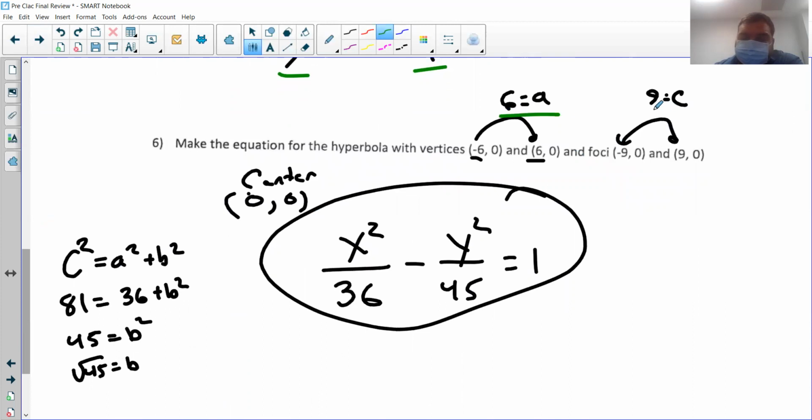Number 6, 6a, 9c. So because it's like this, you could use this equation over here, which is the same as the Pythagorean theorem, to get square root of 45 equals b. But it doesn't matter that it's square root 45, because in the equation, it gets squared back to normal. And then you have to identify that the center is 0, 0. So 0, 0, you just put x squared and y squared.